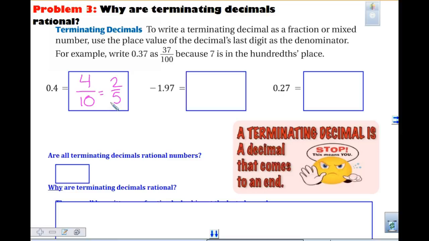Okay? This one, -1.97. -1 and 97 what? Hundredths. 97. You guys have done this, right? Yeah. You're done. You leave it, right? 0.27. 0 and 27 what? Hundredths. There you go. 27. Okay. All terminating decimals, are they rational? Can you write every terminating decimal as a fraction? Are they rational? Yes. Why? You can write it as a fraction.